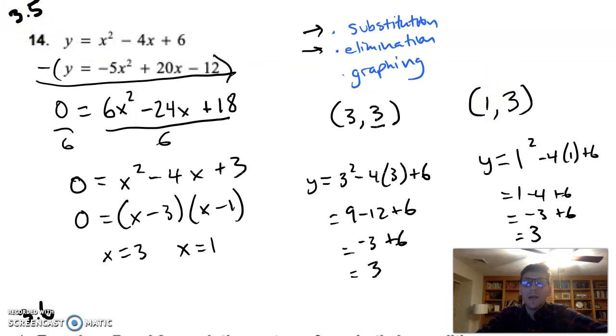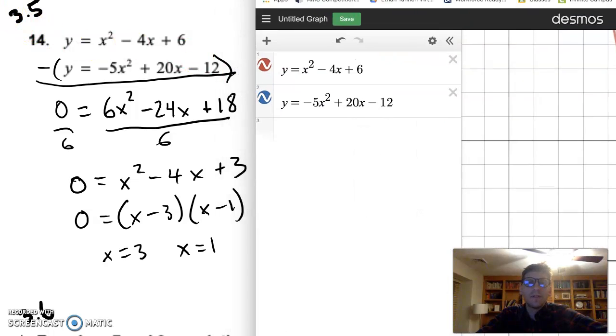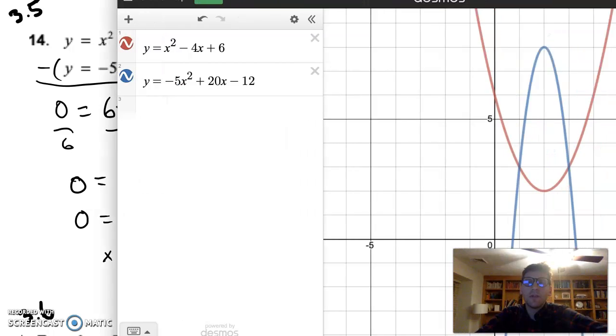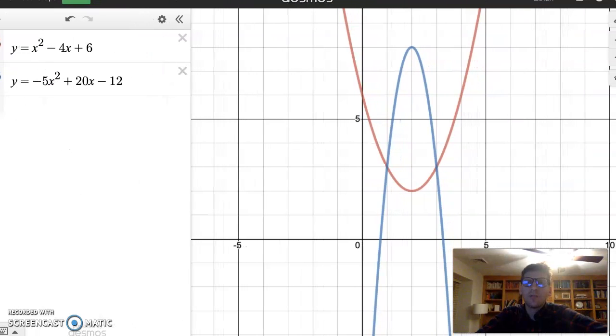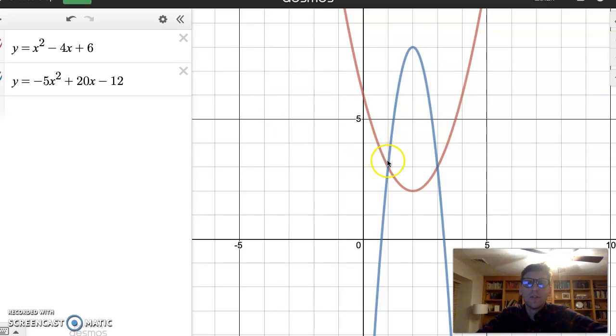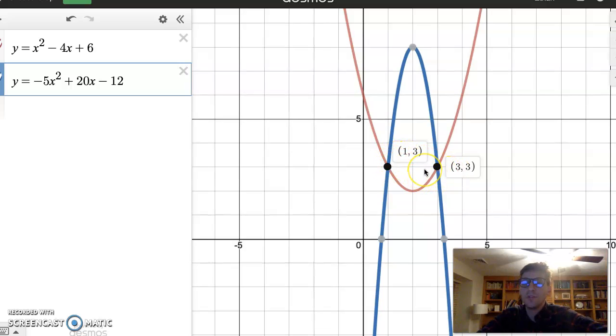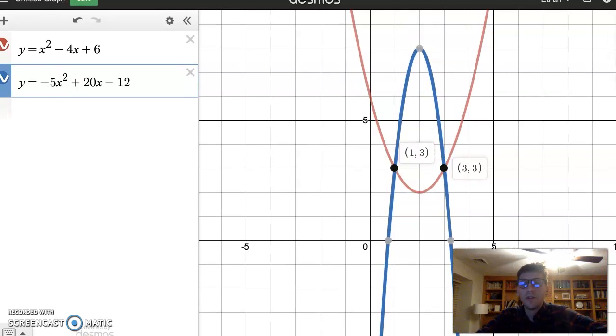So I went to Desmos actually to graph this to verify my answer. We had 3, 3, and 1, 3. And check it out. Those two graphs, you can see they intersect at 3, 3, and 1, 3. Those are my two solutions. So graphically, I could use my handheld grapher or Desmos to verify my answer. That one worked out quite nicely.